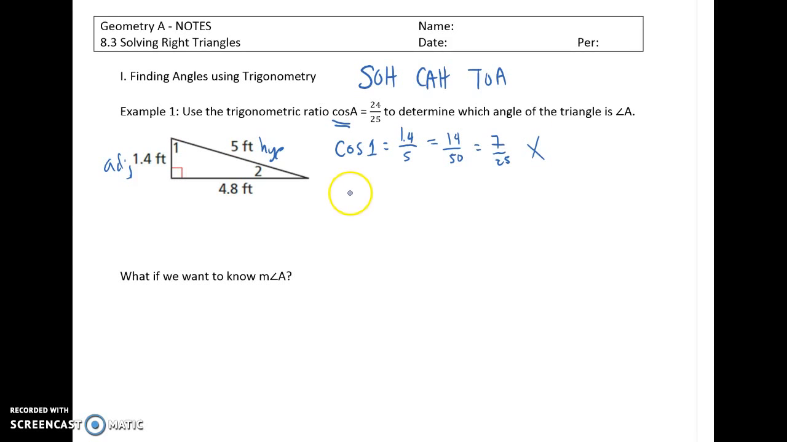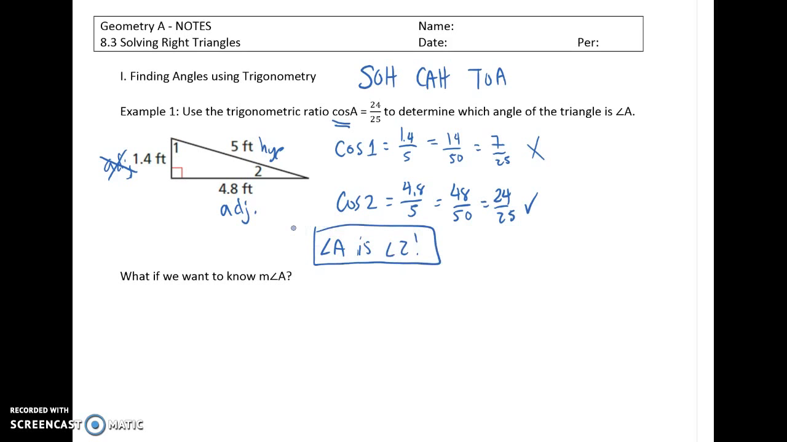So obviously it should be angle 2, but let's just double check. Cosine of 2 is, again, hypotenuse doesn't change, but now adjacent is 4.8. So that's going to be 4.8 over 5, and that's going to give me 48 over 50, which does reduce down to 24 over 25. So angle A is angle 2.